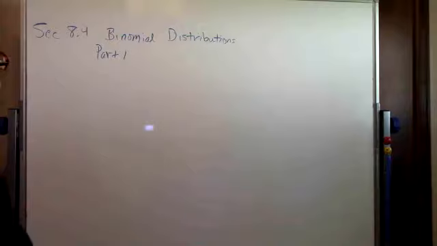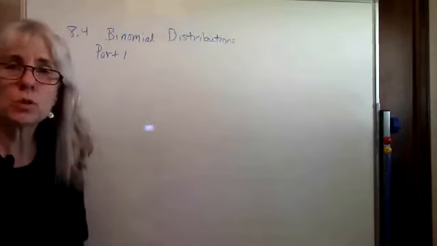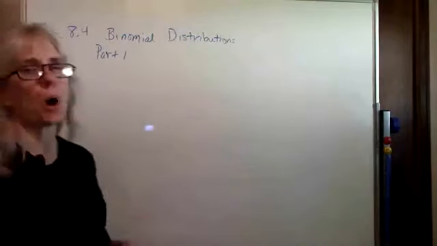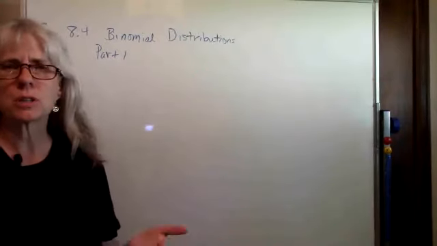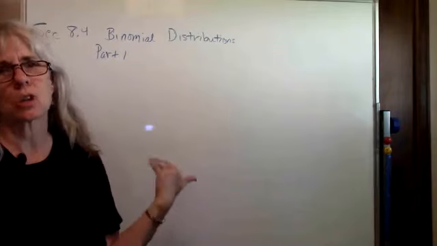In section 8.4, we talk about binomial distributions. This is the first part. Let's go over what makes an experiment a binomial distribution versus the probability distributions we saw back in chapter 7.